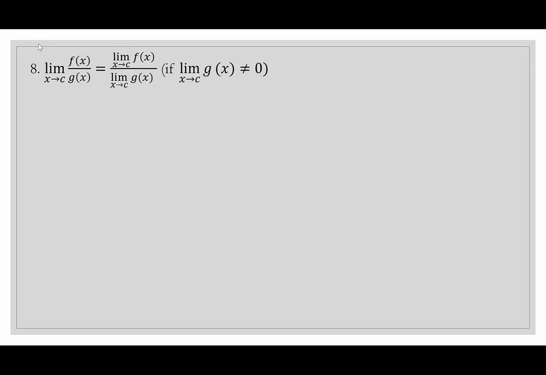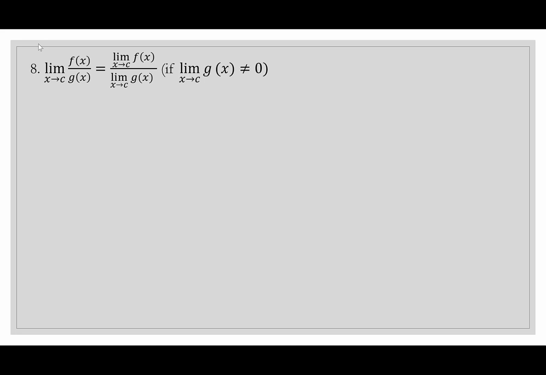So this is the big one. This is the 8th property that we need to talk about, and this is the one where you make sure you write this down. So here I have the limit as x goes to c of f of x over g of x. It's equal to the limit as x goes to c of f of x divided by the limit as x goes to c of g of x. But super important here that g of x can't be 0. So 0 becomes a problem because we know we're not allowed to divide by 0.